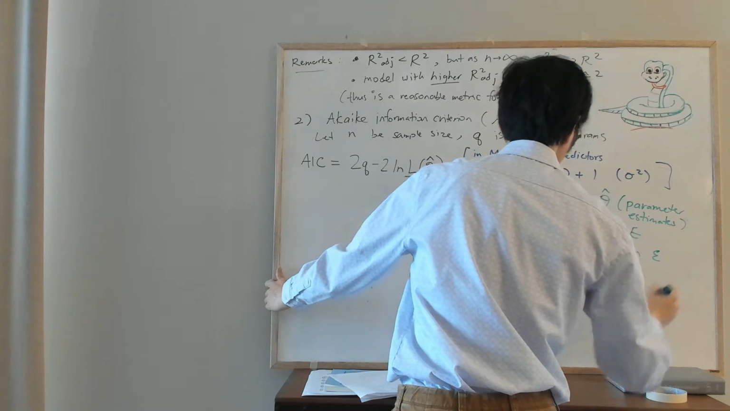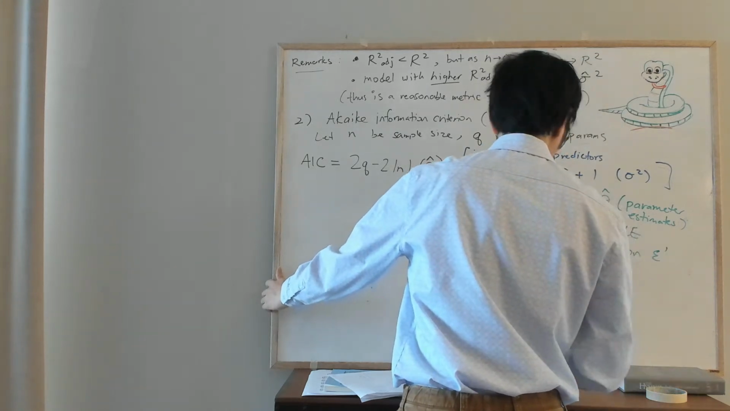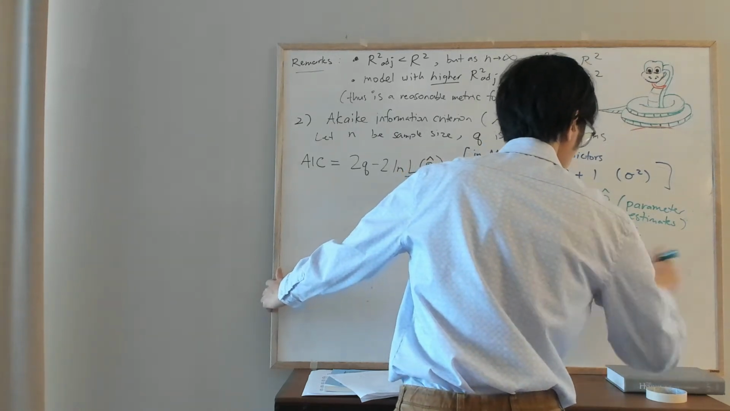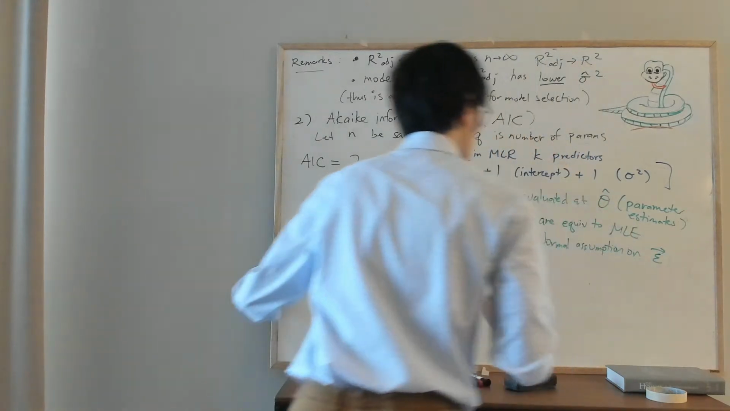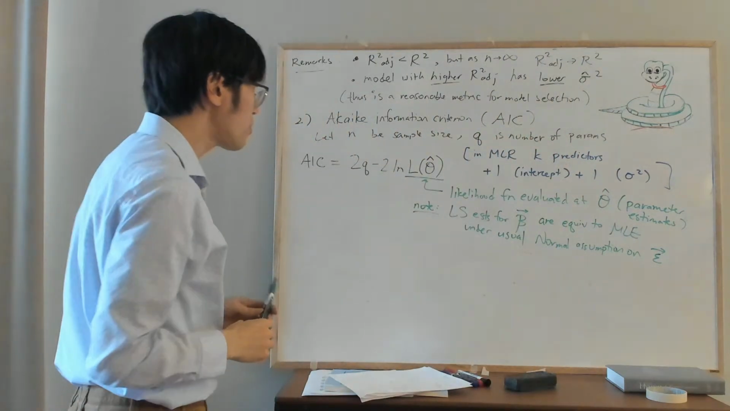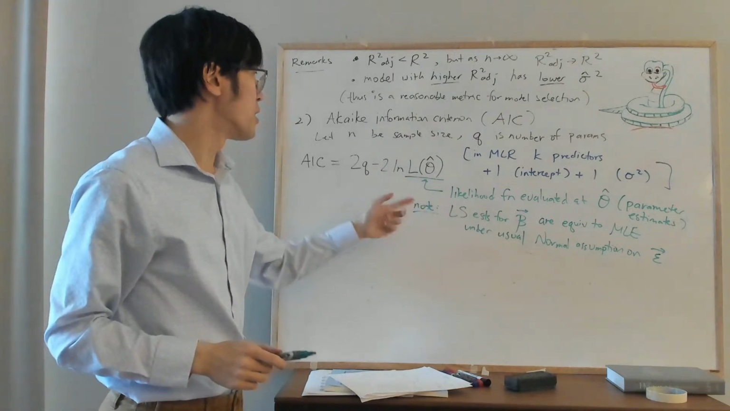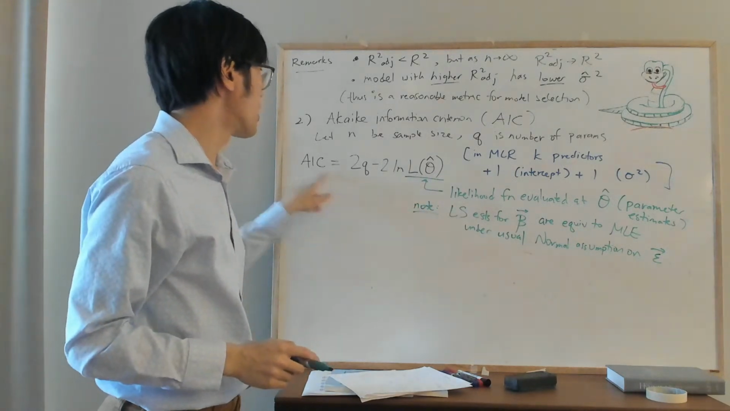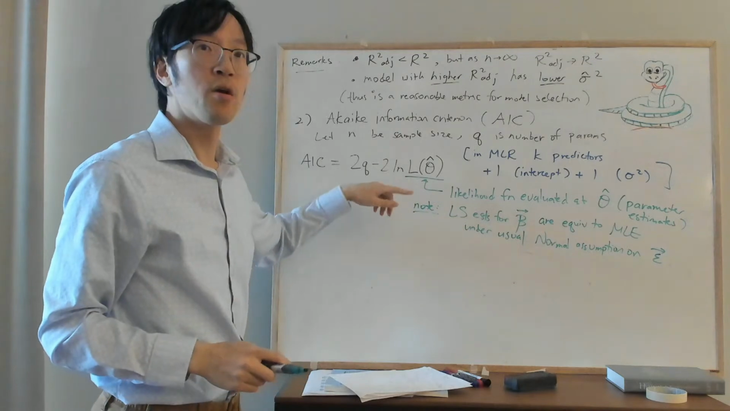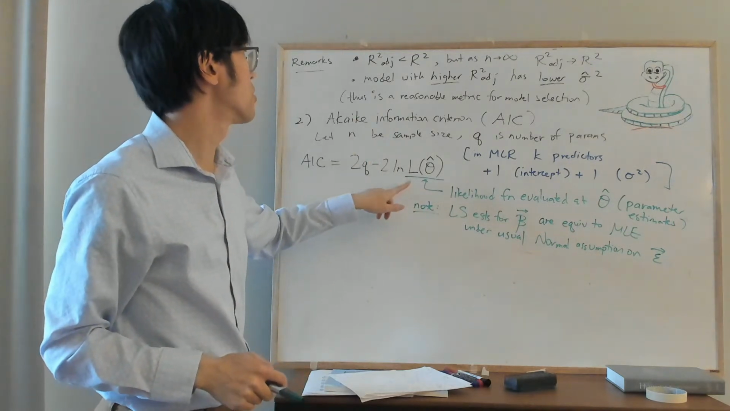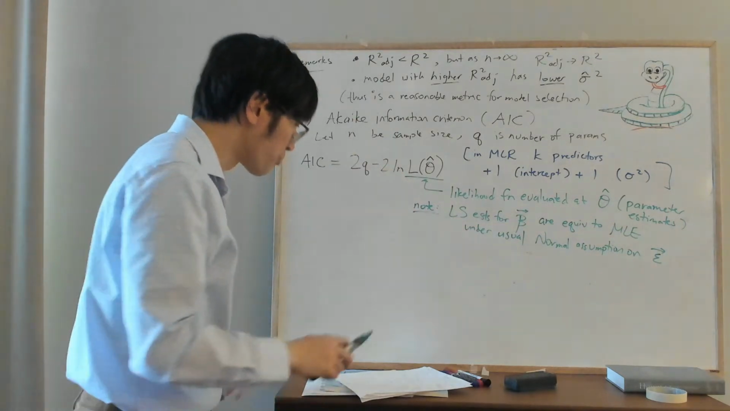On the error terms, so on the epsilons. Okay, so therefore it's not far-fetched to use the AIC in relation to model selection.